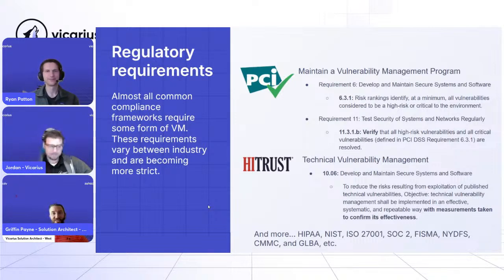Thanks, everybody. As Brian alluded to, in a previous life, I was a PCI QSA. I was a HITRUST CSF assessor. Companies and organizations that comply with these regulations need the assessor to come in, perform an assessment, and validate that they're doing what the controls require. For PCI, we have requirement 6, which is develop and maintain secure systems. Requirement 11 is test security of systems and networks regularly, i.e. a vulnerability management program. And in HITRUST, there's a similar control: develop and maintain secure systems and software.